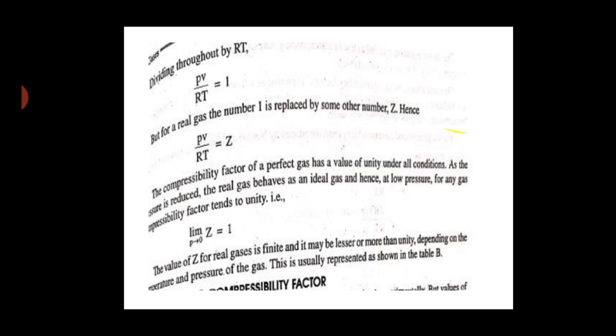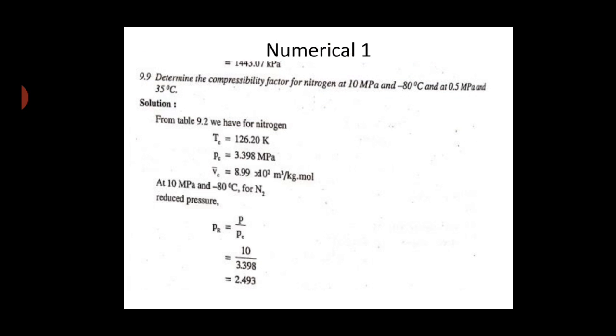So these three we are going to use to find out the reduced properties. And from the reduced properties we are going to use the compressibility chart to find out the compressibility factor, that is the value of Z. So Tc is equal to critical temperature 126.20 Kelvin, critical pressure is 3.398 megapascal, critical volume is 8.99 into 10 raised to 2 meter cube per kg mole, that is the molar specific volume.